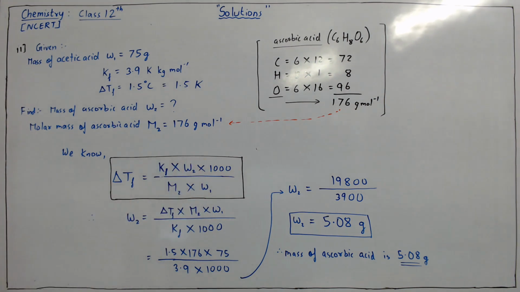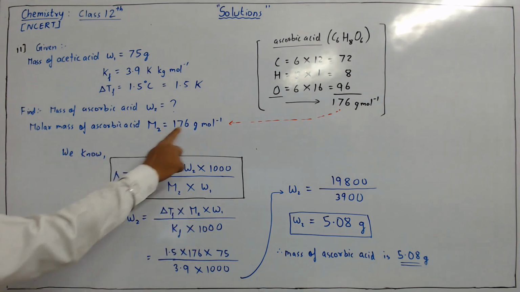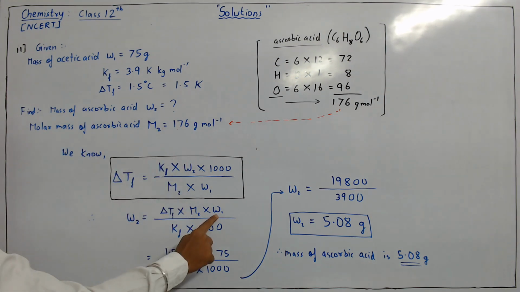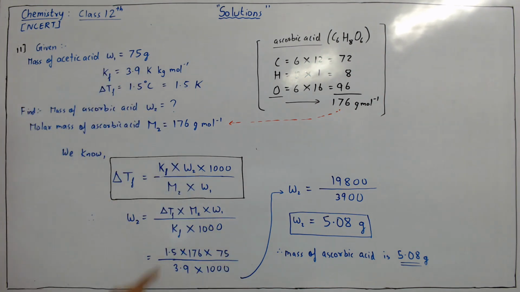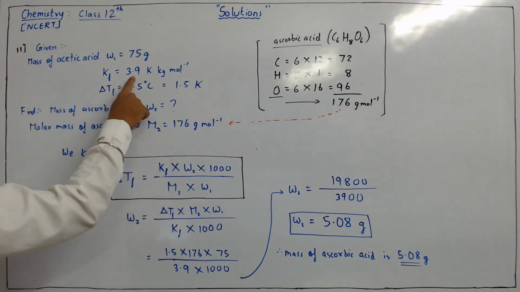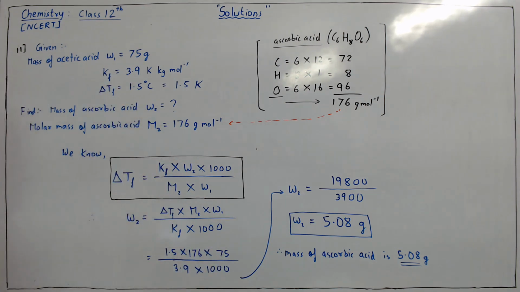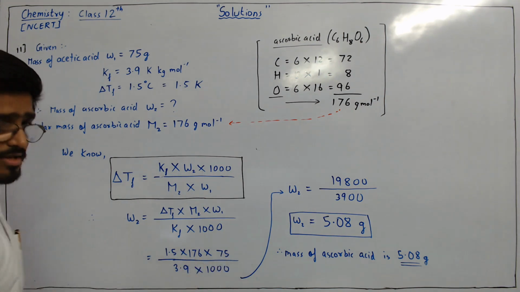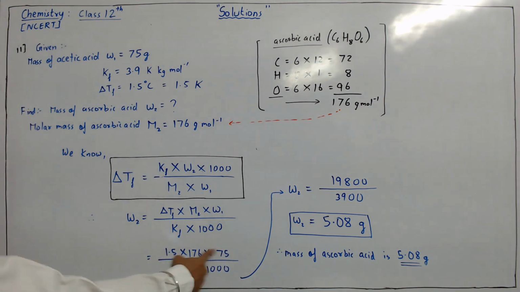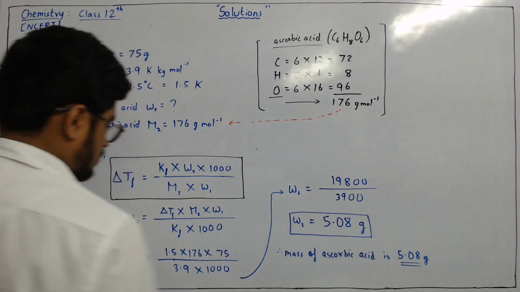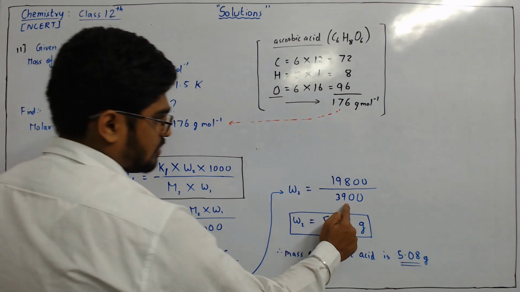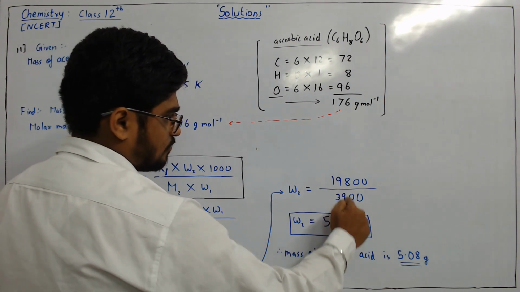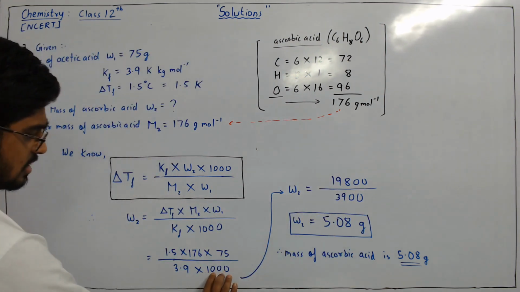Okay. So put the values here: 1.5 Kelvin, here M2 molar mass of ascorbic acid, here 176. Then our mass of solvent, that is acetic acid mass, 75. Kf given in question, how much? 3.9, and 1000. So if you calculate, just multiply, pause the video and multiply this numerator, you get the value 19800. And if you multiply this, you get the value of this 1000. In 1000 there are 3 zeros. First point was before 9. Then shift 3 times: 1, 2, 3, because 3 zeros are there in 1000.